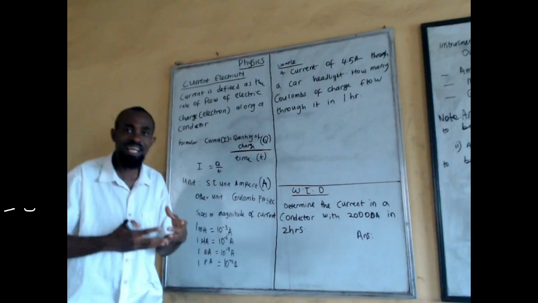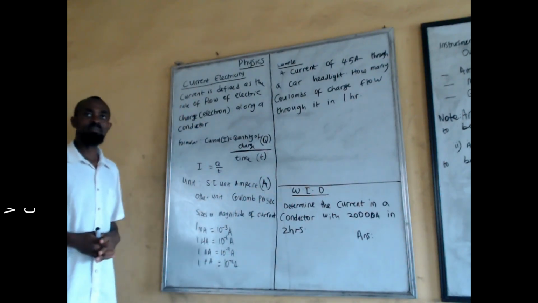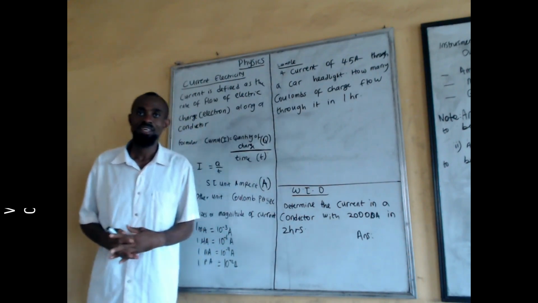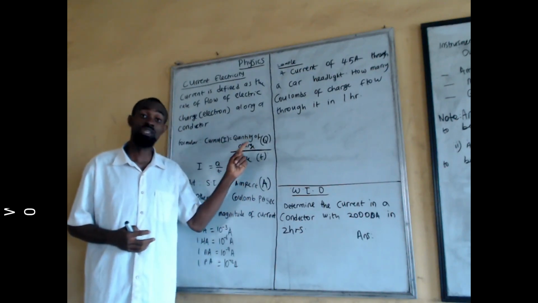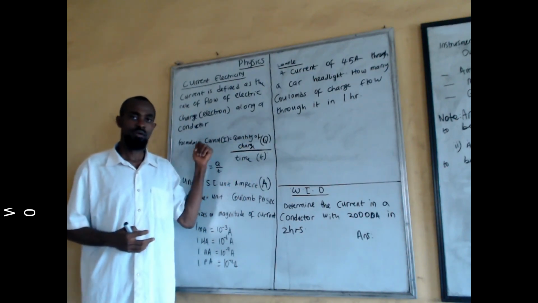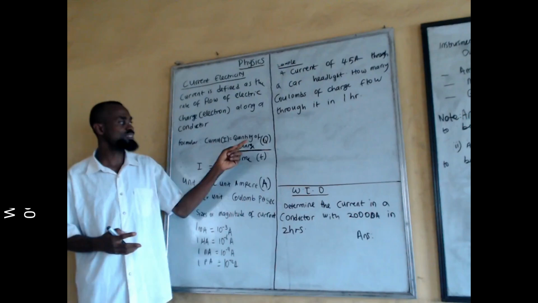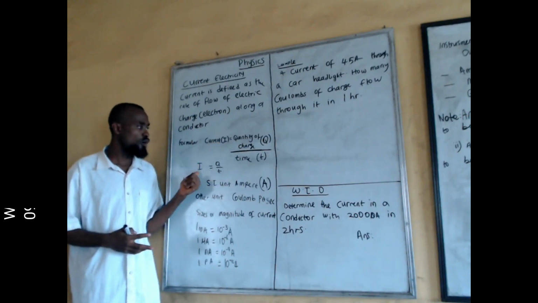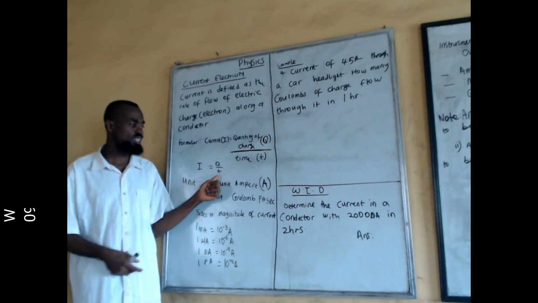How fast charges are moving on an electric conductor. Mathematically, the formula for current is given as quantity of charge over time. It can be represented with this formula: I, which stands for current, equals quantity of charge, Q, over time, which is represented by T.